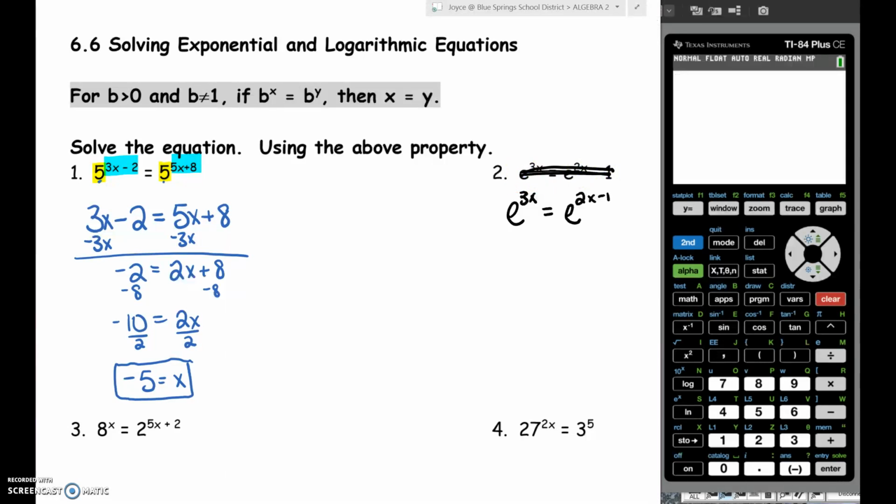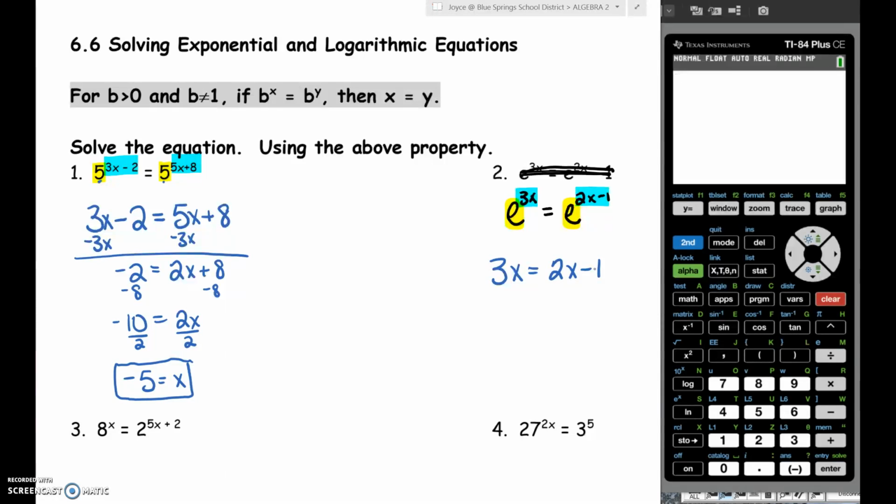So notice on both sides we've got e raised to the something. Because the e's match, the somethings must also match. So 3x must be equal to 2x minus 1. Okay, now let's be honest. Do we really need to take the time during notes to solve that equation, or do you feel like you got it from that point? You've got it from that point?